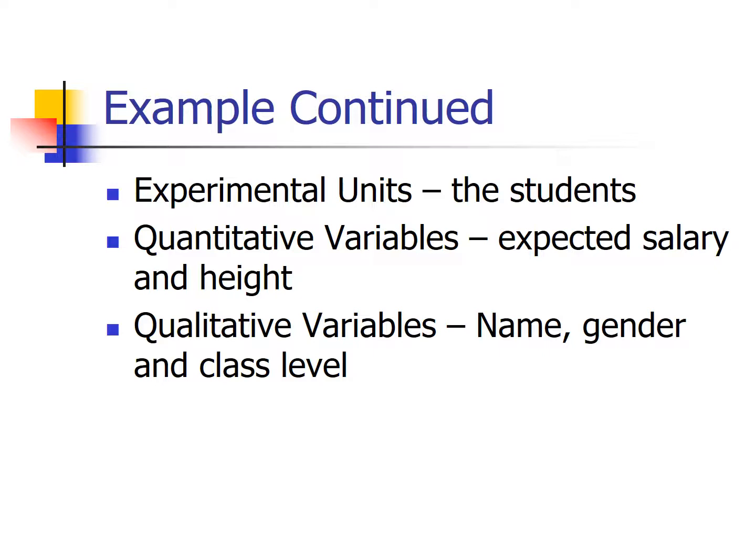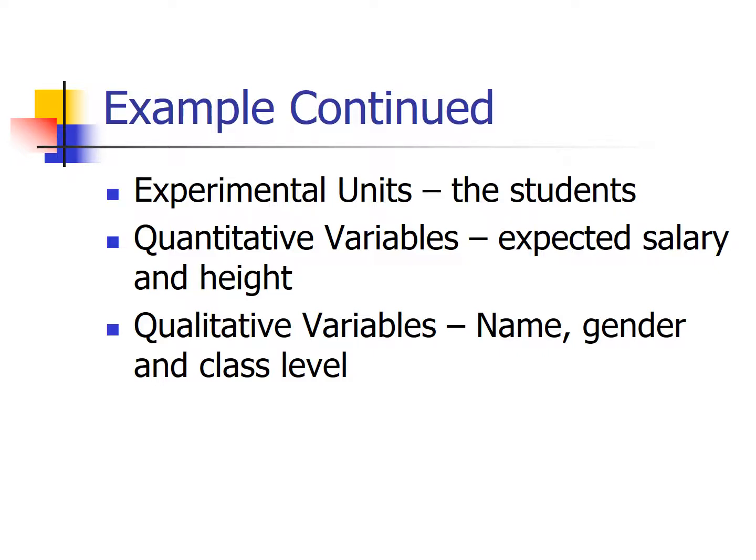Height as a unit has inches associated with it. It's also a number, so that's a quantitative variable. Things like name, those aren't numbers, hence qualitative variables. Gender is not a number, hence a qualitative variable. Class level, not a number, hence a qualitative variable.